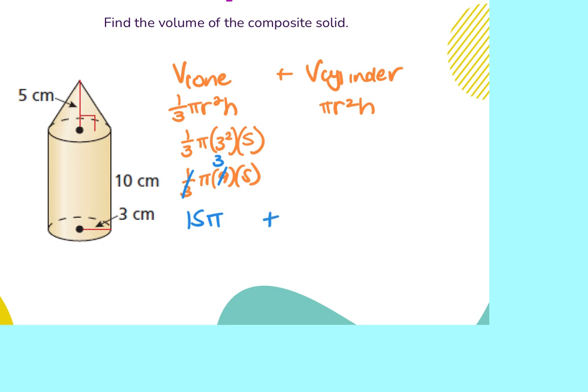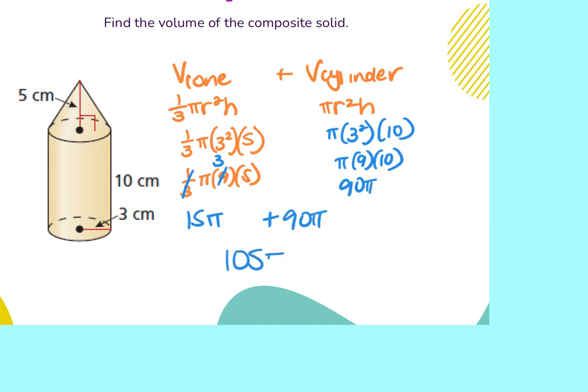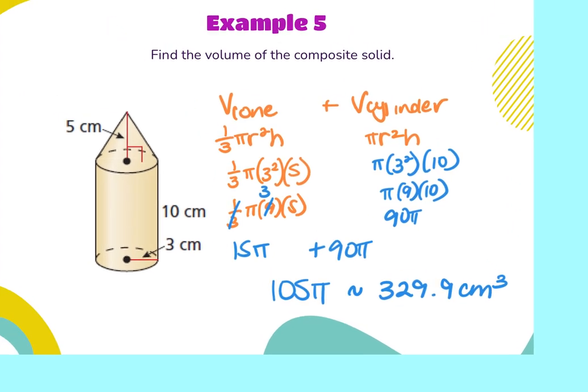Plus the volume of the cylinder, pi. The radius of the cylinder is 3. The height of the cylinder is 10. Pi times 9 times 10, or 90 pi. And I get 105 pi, which is 329.9 centimeters cubed because it's volume.